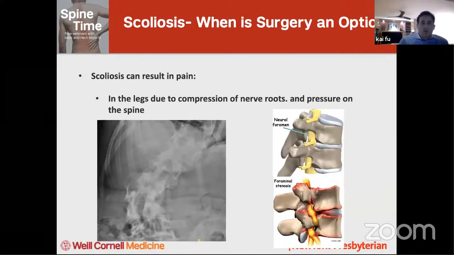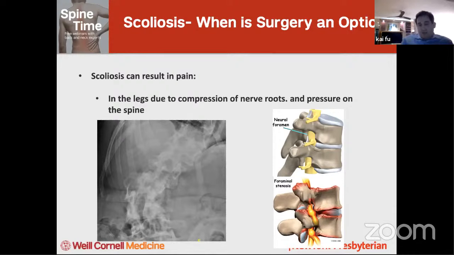Scoliosis can also result in pain, especially in the legs, due to compression of the nerve roots. This is a zoomed in picture of that same patient. As you can see here, there's basically like a V, where one side of the bone, in this case the left side, is touching the other side on the left.